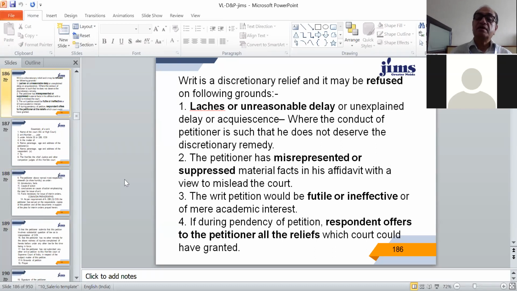Dear students, this writ is a discretionary relief and it may be refused on the following grounds. If there are laches or unreasonable delay, the writ will be refused. If the petitioner has misrepresented or suppressed the material facts, it will be dismissed, will not be entertained. If the writ is futile or ineffective, no relief shall be granted. Or if during the pendency of the writ, the respondent offers the petitioner all the reliefs, so the compromise is done, then the writ has no meaning.